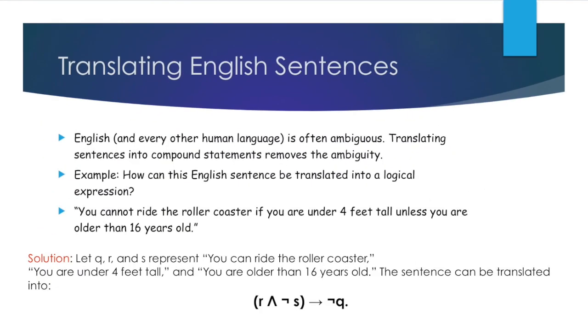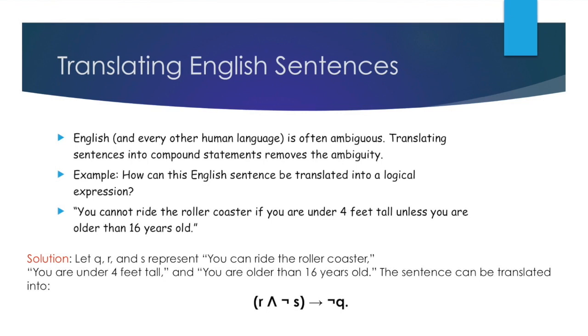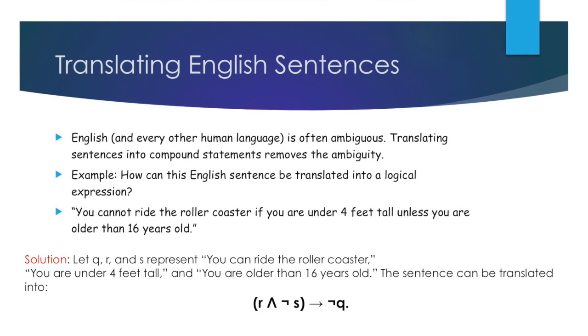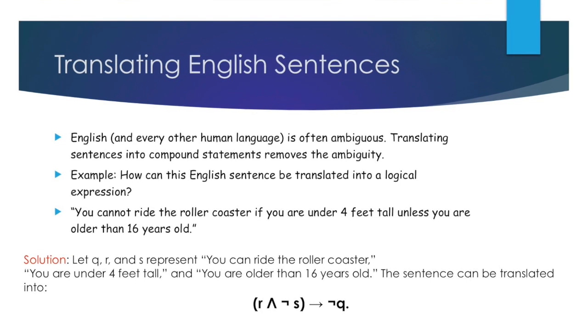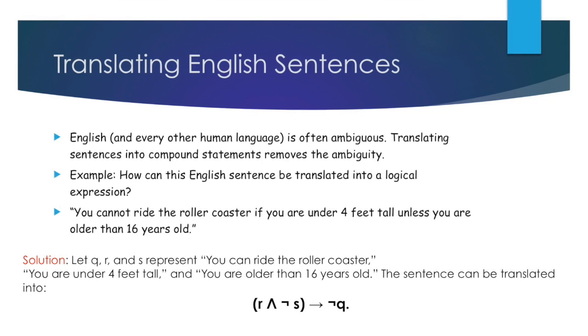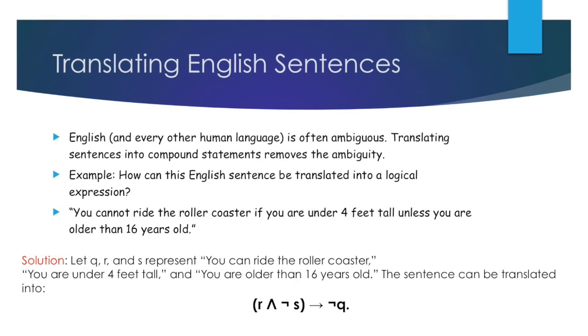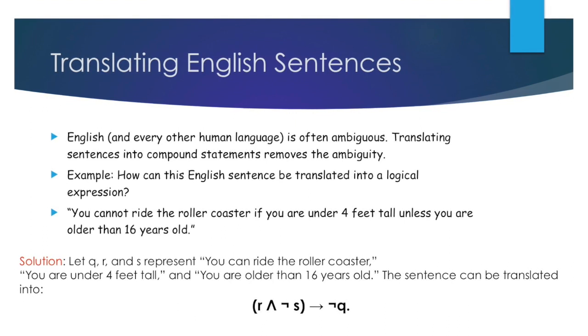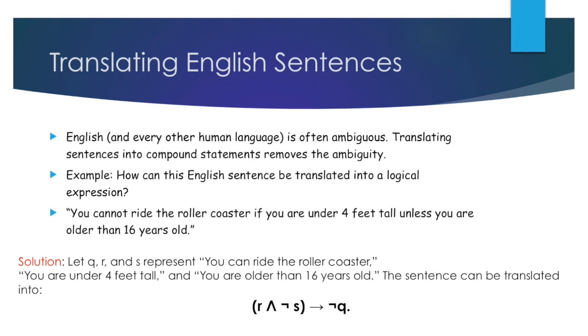How can we put this into action? It is basically when we want to translate English sentences into logical propositions. So study this: how can this English sentence be translated into a logical expression? Now we want to make this sentence look like a logical expression. "You cannot ride the roller coaster if you are under 4 feet tall unless you are older than 16 years old." Once I see "if," this means I have to use the proposition if-then.